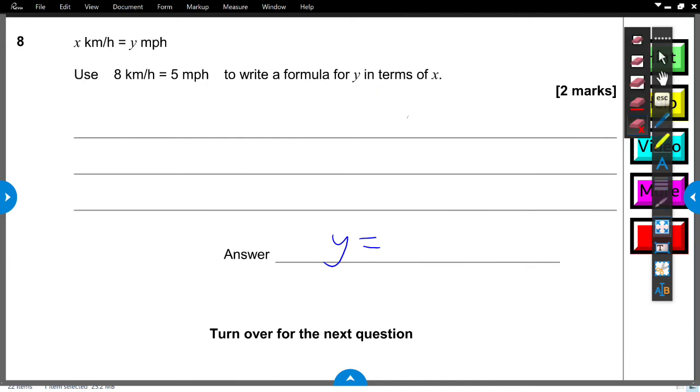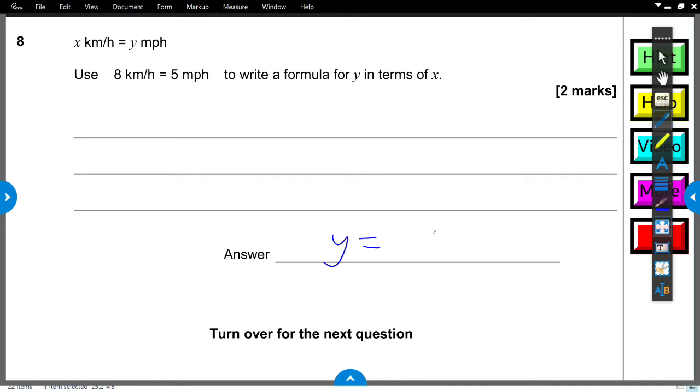And think about what y and x actually represent. So y is miles per hour, and x is kilometers per hour. And we're given a conversion. We're told that 8 kilometers per hour is equal to 5 miles per hour. Essentially, it's asking us, how do you work out the miles per hour when you're given something in kilometers per hour? And we want to write out a formula which does this.